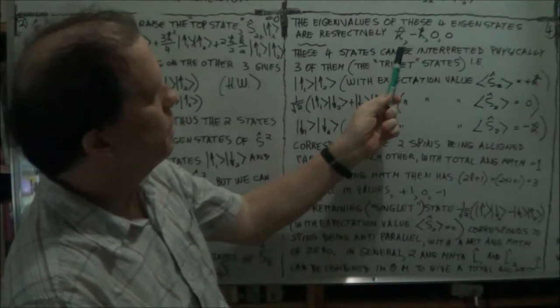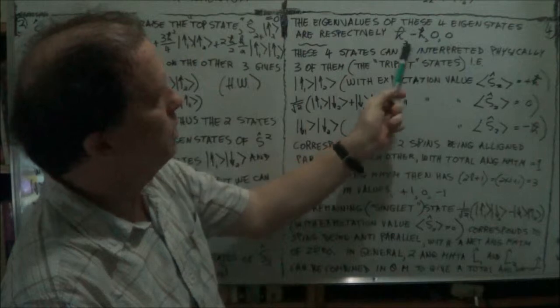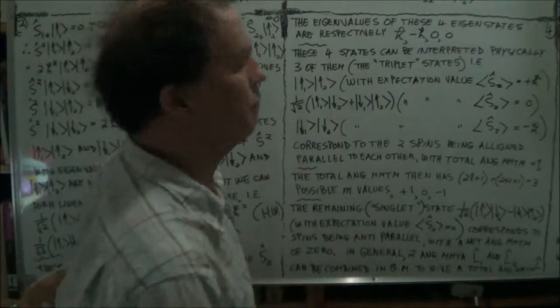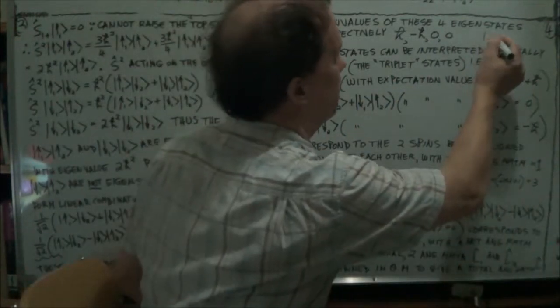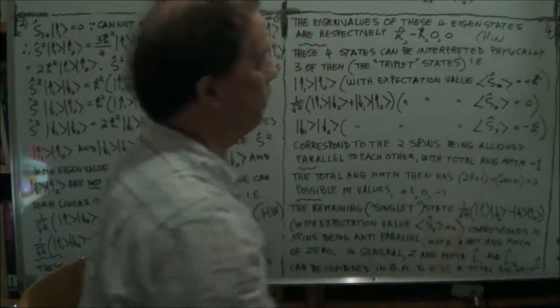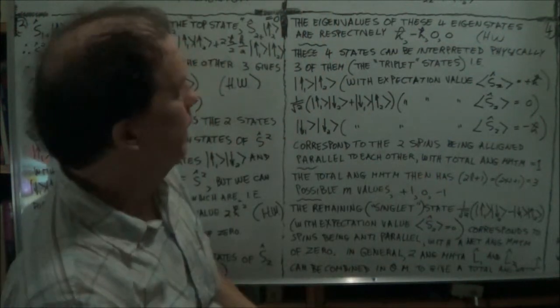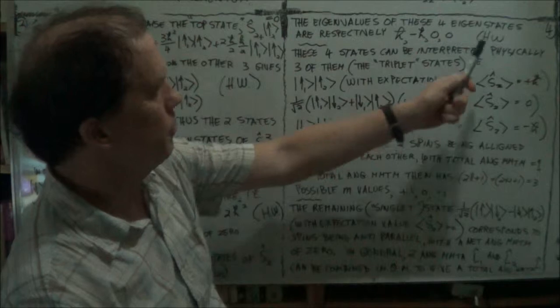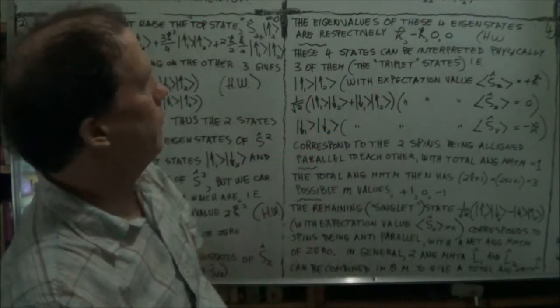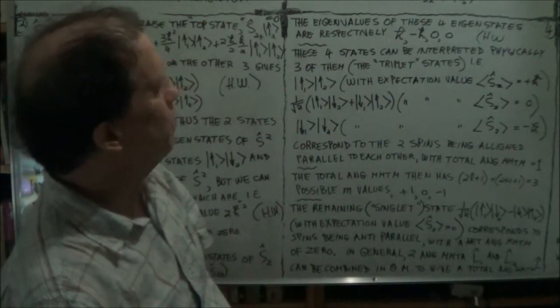For eigenstates, it's pretty trivial. You can always do it by inspection, but if you want to be thorough... I won't even do it because it's pretty obvious. All right. Now, physically, what's going on?